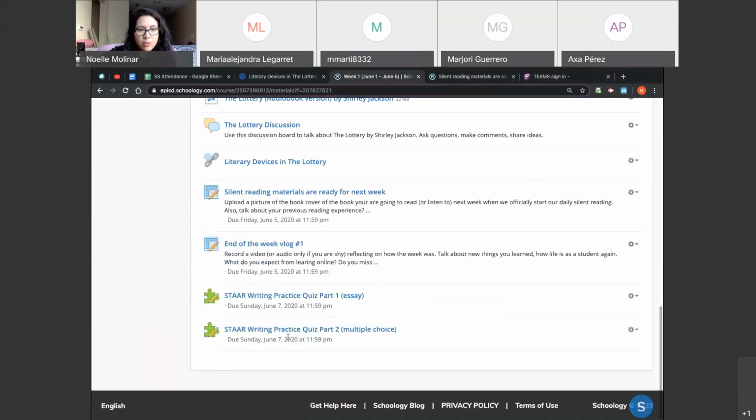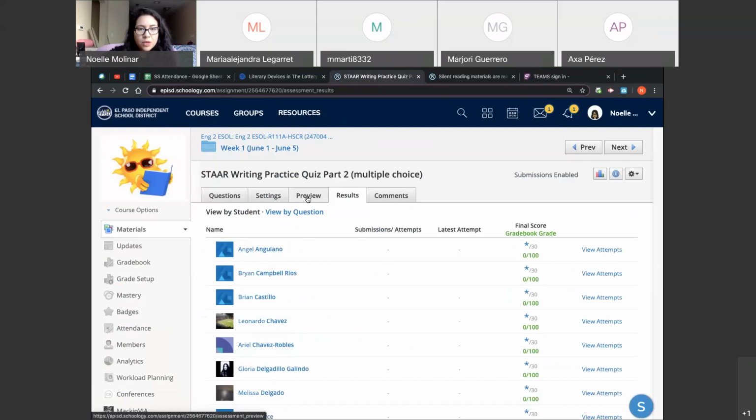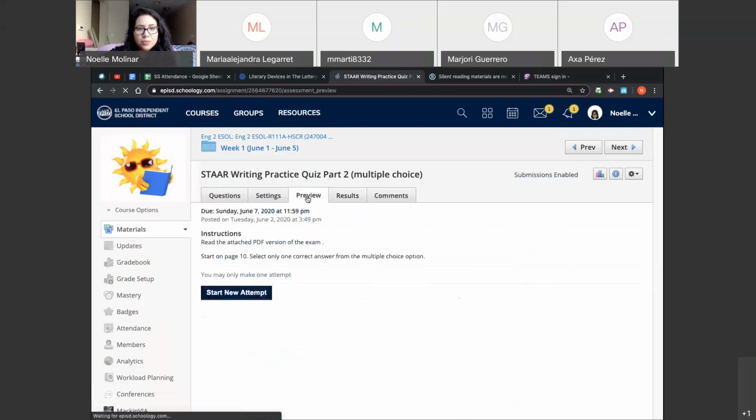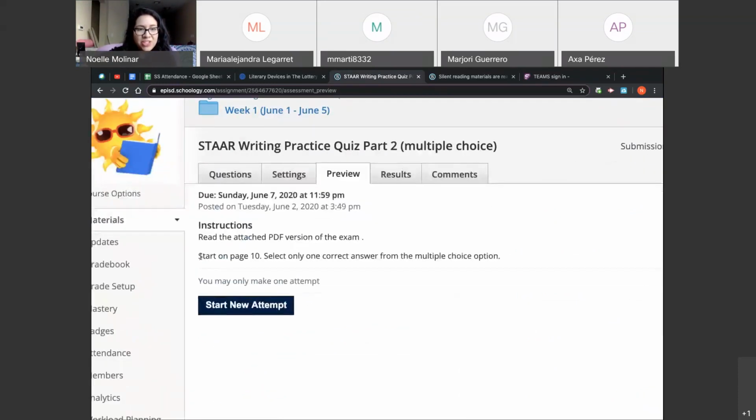Part 2 is a multiple choice quiz. Let me show you. There's an attached PDF, so that's the thing that you read, but I also put the same thing in the multiple choice. For this, you're going to start on page 10, because the pages before that are about the essay, so you can ignore those. I already gave you that information. So start on page 10.